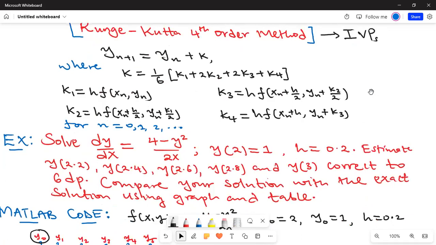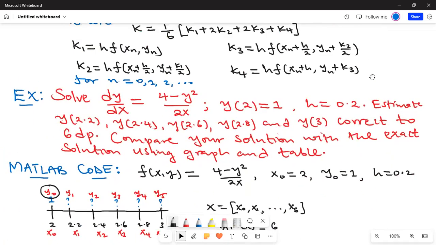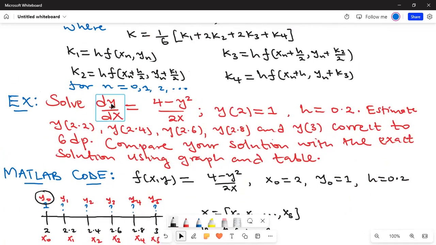Now we have this question. We are asked to solve this ODE: dy/dx is equal to (4 minus y squared) over 2x, subject to the initial condition that y(2) is equal to 1, and the step size is equal to 0.2. We need to estimate the values of y(2.2) all the way up to y(3), correct to 6 dp, and then visualize our output in the form of graphs and tables. So let me take you back to MATLAB, where we are supposed to do the coding.